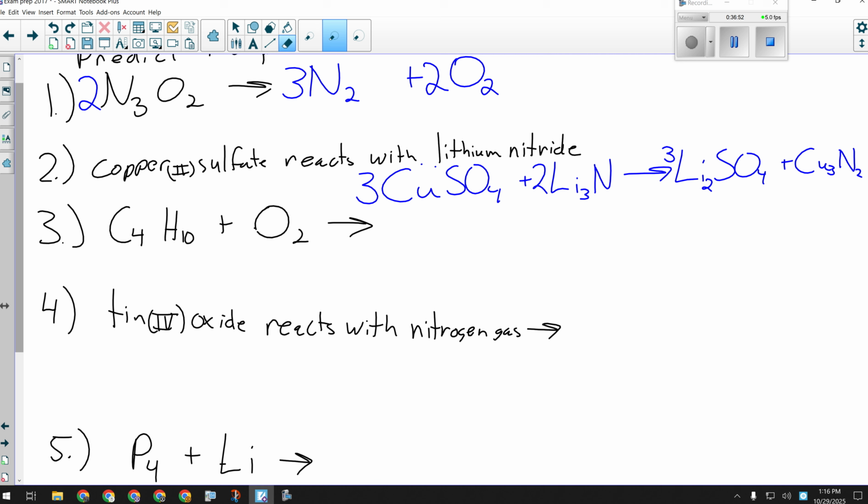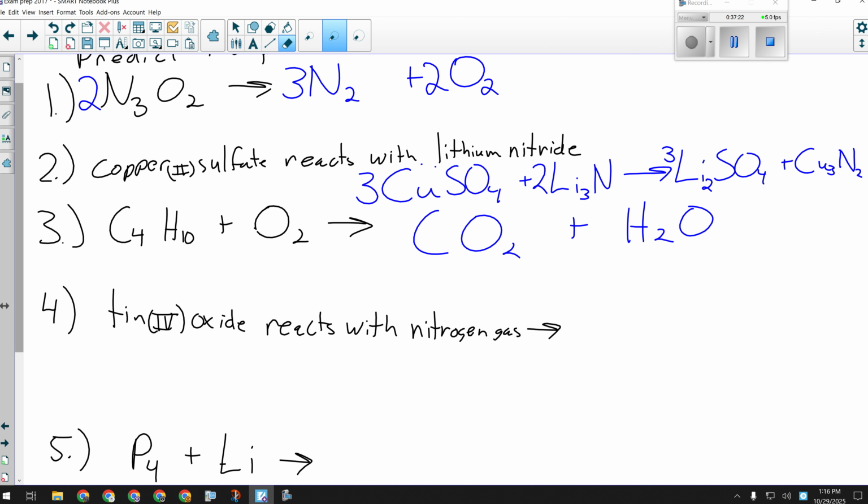What kind of reaction is number 3? What are always the products of a combustion reaction? Water and CO2. Right, CO2 and water. Okay, so carbon dioxide and water. Okay, are there special rules for balancing these type of reactions? Yes. I balance in what order? Yeah, CHO, alphabetical order.